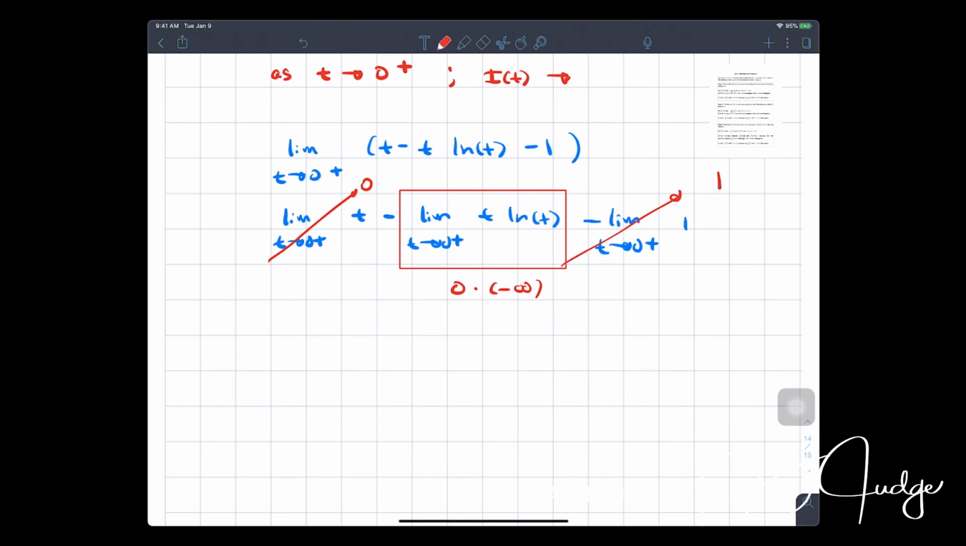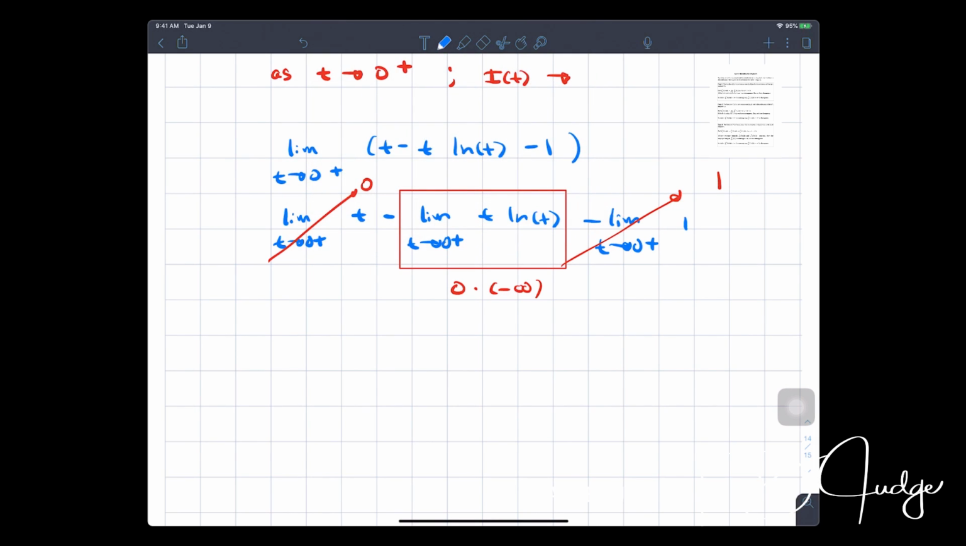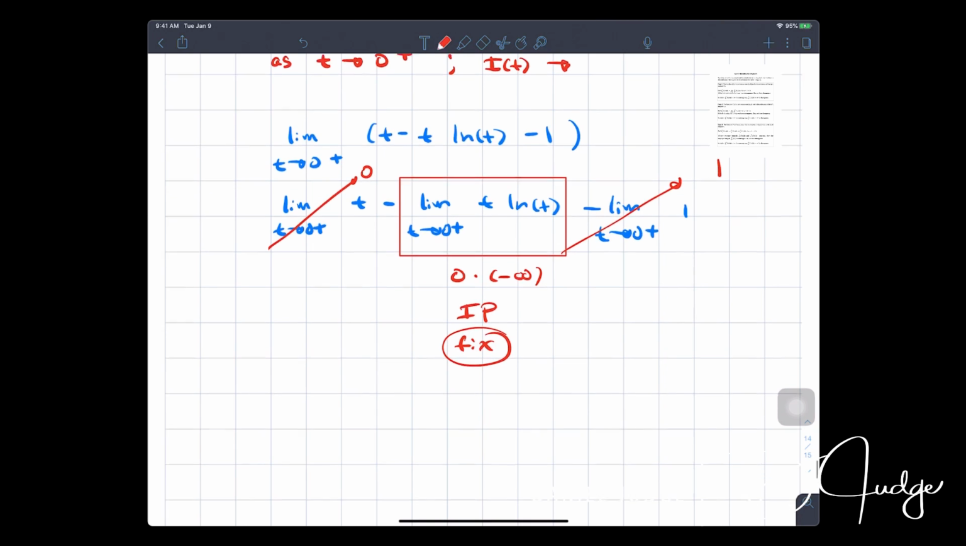Okay, so here's an example. 0 times negative infinity. Your past is never far behind. This is where we studied L'Hôpital's Rule. We call this an indeterminate product. So because of that, we have to fix the situation. All right. We got to fix this. Indeterminate product.